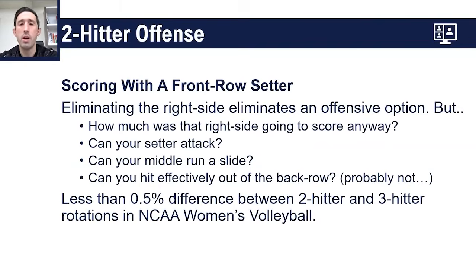So as we get into it, you've got to be able to score with front row center. That's the most obvious thing. A 6-2, okay, you get 3 hitters. That's usually what people say right away. Something I would actually consider: how much was that right side going to score anyway? That's probably your 6th best hitter, if you think about it. If you're debating between a 5-1 and a 6-2, you probably have your 5 best hitters in some combination of outside, right side, and middle hitters already out there. So when you go to a 6-2, you're not putting in your 3rd best hitter, you're probably putting in your 6th best hitter. So how much was she going to score anyway?